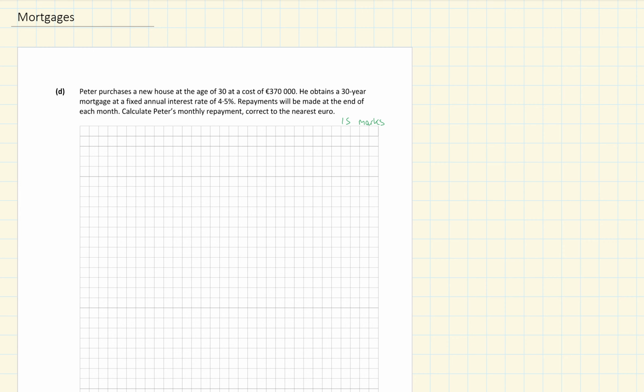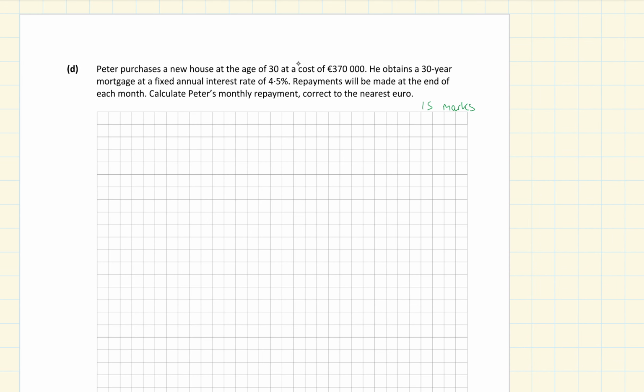Okay, so in this video we're going to look at a mortgages question. So we see here Peter purchases a new house at the age of 30. It costs 370,000. He obtains a 30-year mortgage, fixed annual interest rate of 4.5%, and then they tell us repayments are made at the end of each month. Calculate the monthly repayment correct to the nearest euro.